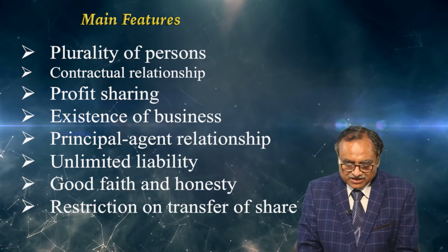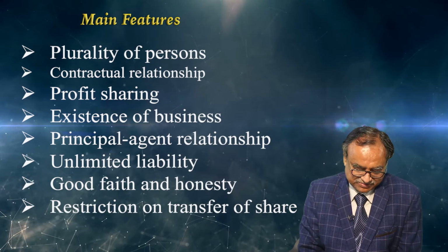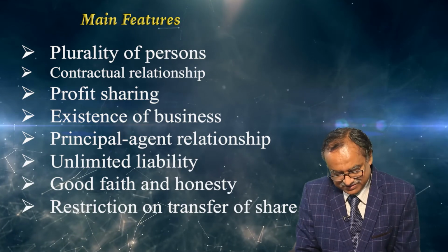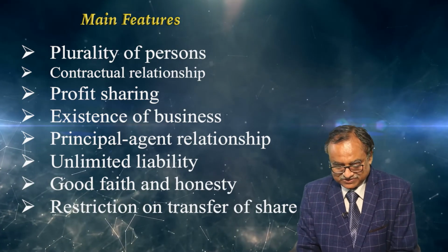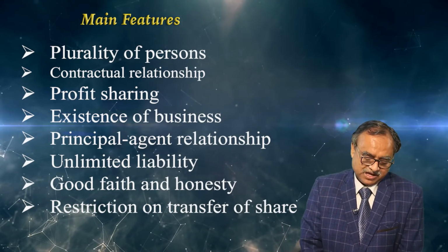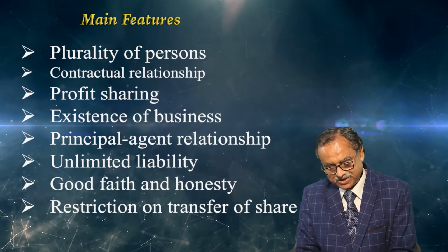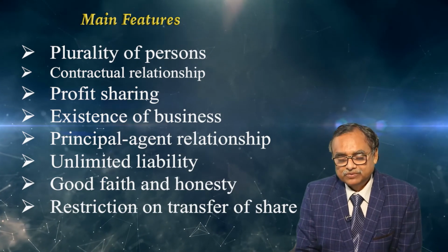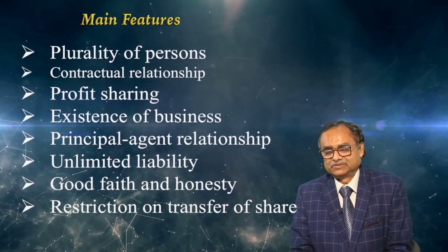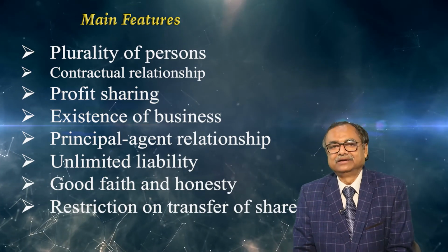Next is unlimited liability. If there is a debt on the business, each partner has unlimited liability, because if the assets of the firm are not sufficient to meet the obligations of the firm, the partners are liable to pay from their own private assets. That means all the partners are liable for all business debts and obligations.